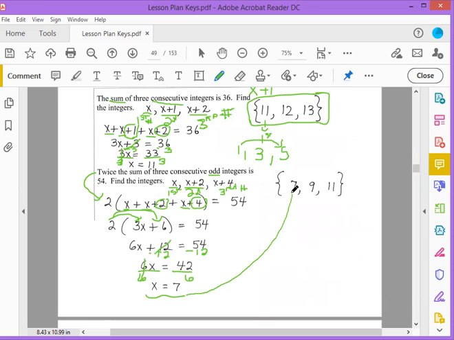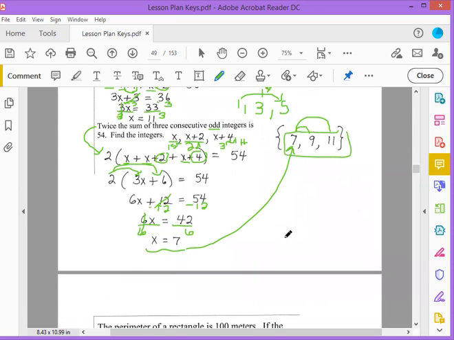This is the first number. So to get the second one, x plus 2. To get the third one, x plus 4. The three odd integers are 7, 9, and 11.